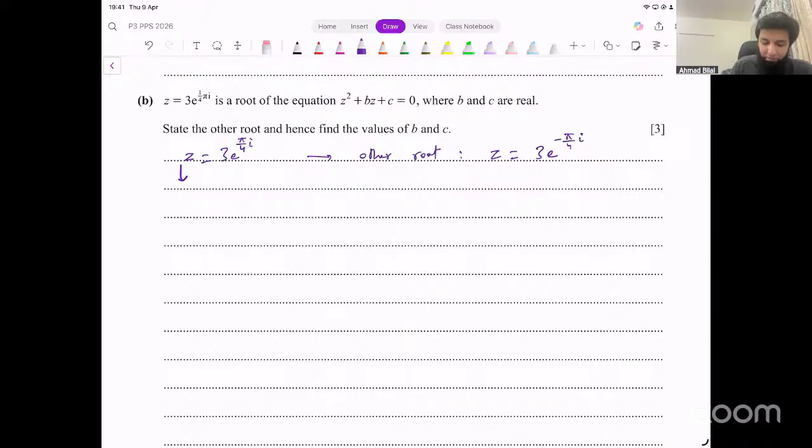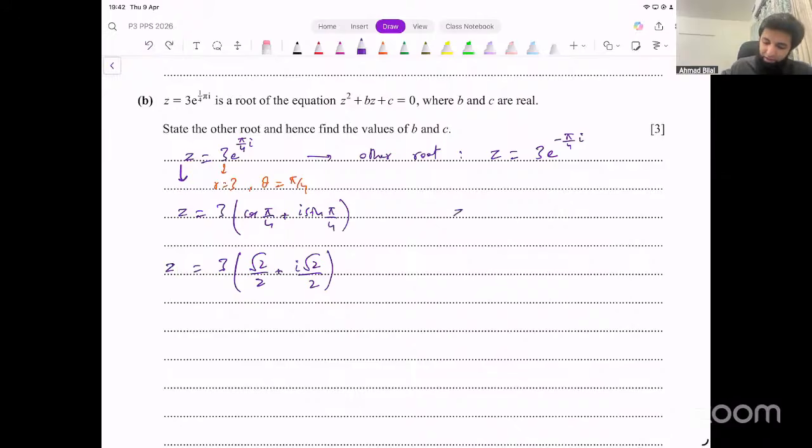If we convert both of them to x plus y iota form, how do we do that? Modulus is 3, right? And argument for the first one is pi over 4. So we can first write it as the first root as 3 into cos of pi over 4 plus iota sine of pi over 4. Simplify this, put this on your calculator, and that will give you 3 into under root 2 over 2 plus iota under root 2 over 2. This is what we end up getting from this. This is our first solution.